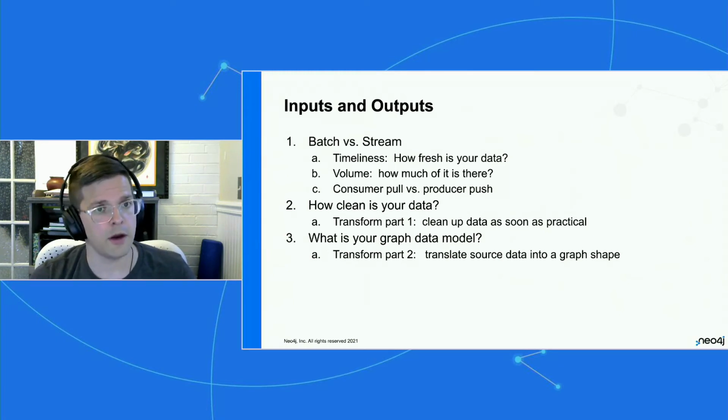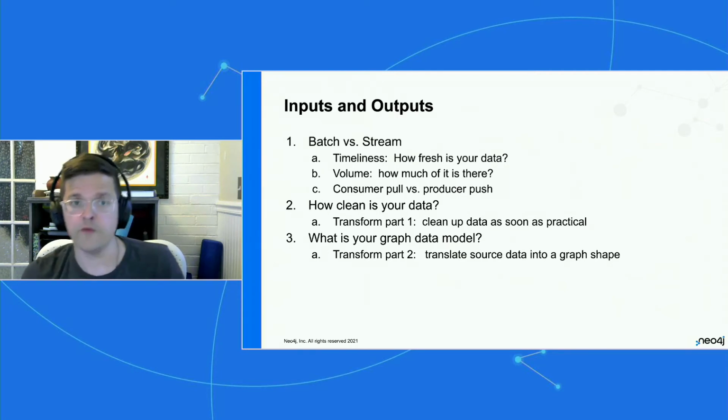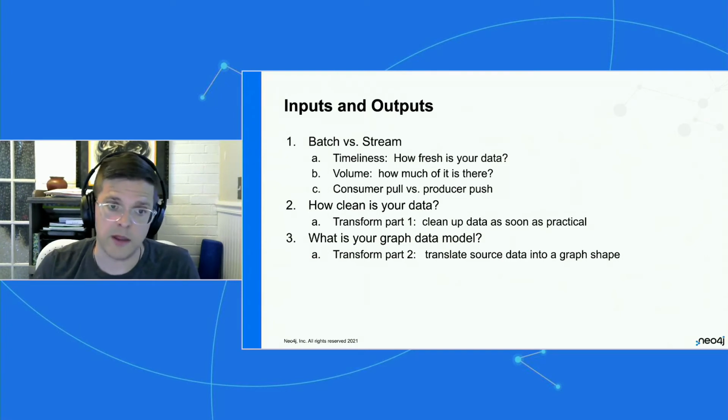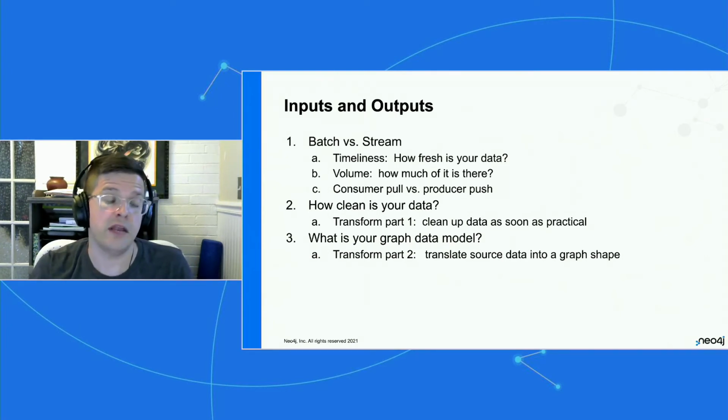So where the streaming architectures do really, really well is when the producer is pushing data to Neo4j, whereas batch does really well when Neo4j needs to pull it as a consumer from an upstream system. Like let's say your data warehouse does an update on a weekly basis, and then Neo4j needs to pull whatever changes. That's probably more of a batch operation.